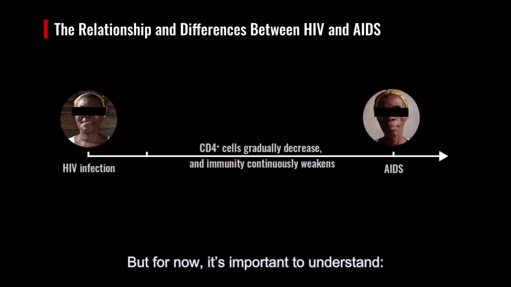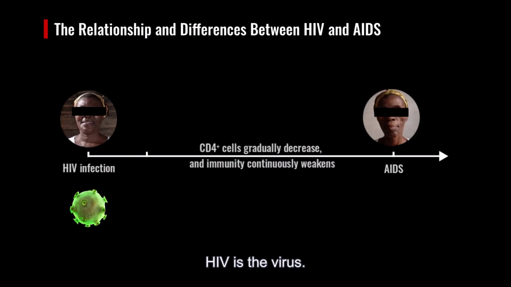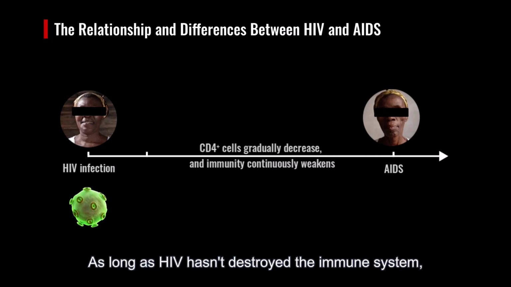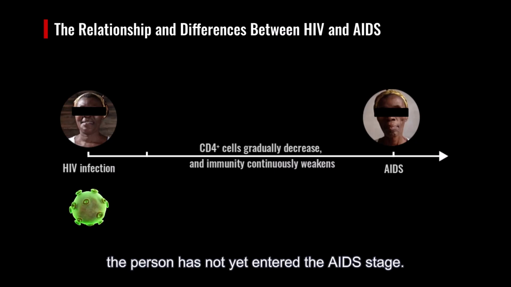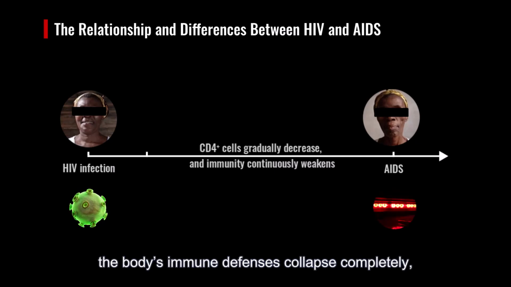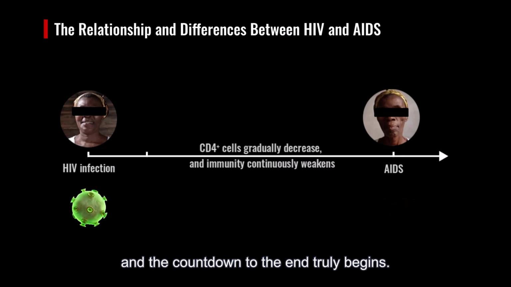But for now, it's important to understand HIV and AIDS are not the same thing. HIV is the virus. AIDS is the final stage caused by the virus. As long as HIV hasn't destroyed the immune system, the person has not yet entered the AIDS stage. But once that line is crossed, the body's immune defenses collapse completely, and the countdown to the end truly begins.